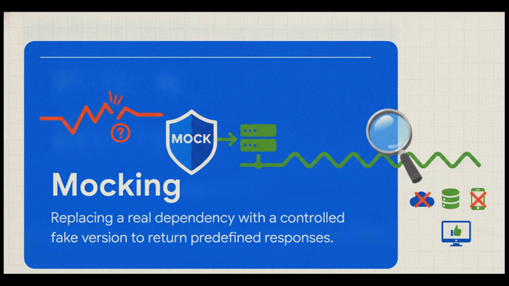To fix this, we use mocking. Mocking simply means replacing a real, unpredictable dependency with a fake, highly controlled version that you completely dictate.